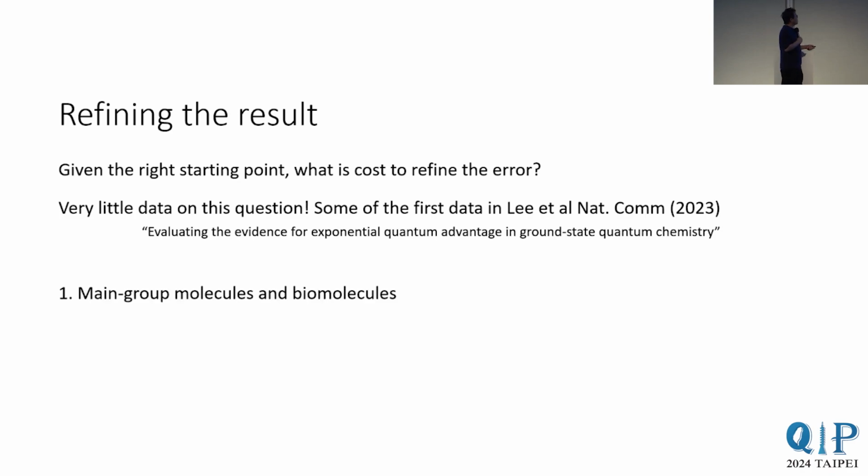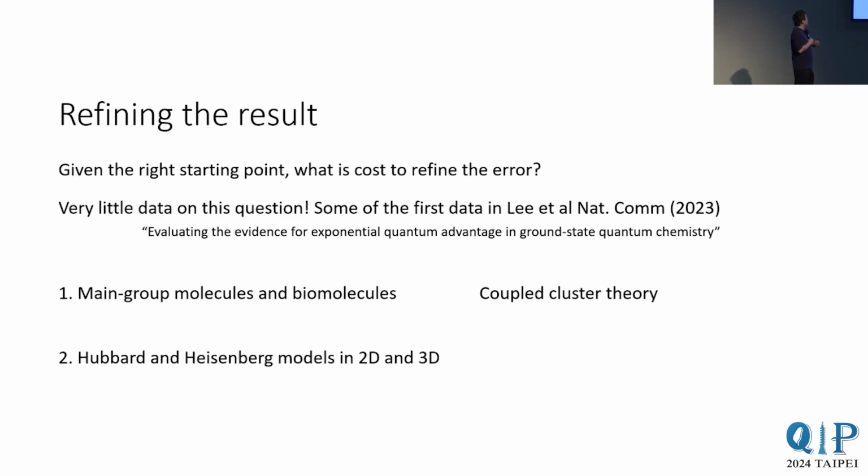And in this paper, we looked at two classes of problems. One was main group molecules and biomolecules, where the Hartree-Fock mean field reference is just a good reference. It's very easy to find a good starting point, and you can just do coupled cluster theory from the starting point. And then the second was Hubbard and Heisenberg models, where we use tensor networks. And so in these cases, we're interested in the cost to achieve a given precision.